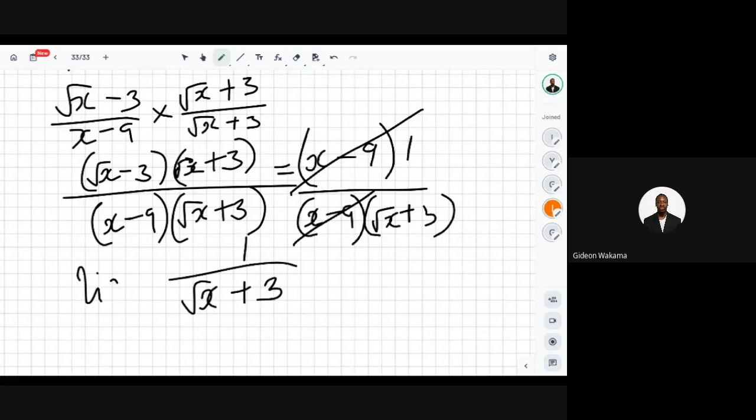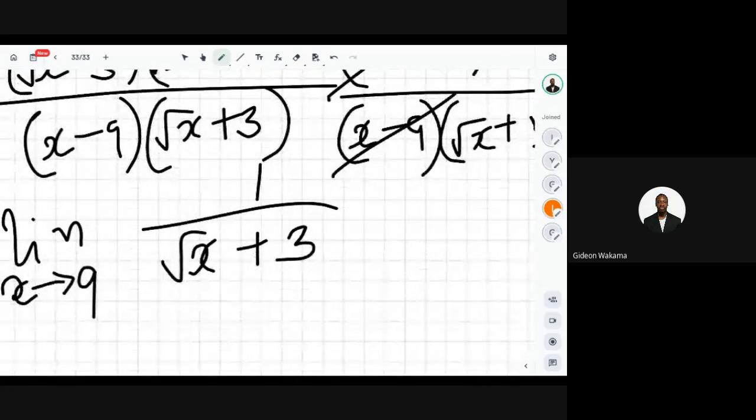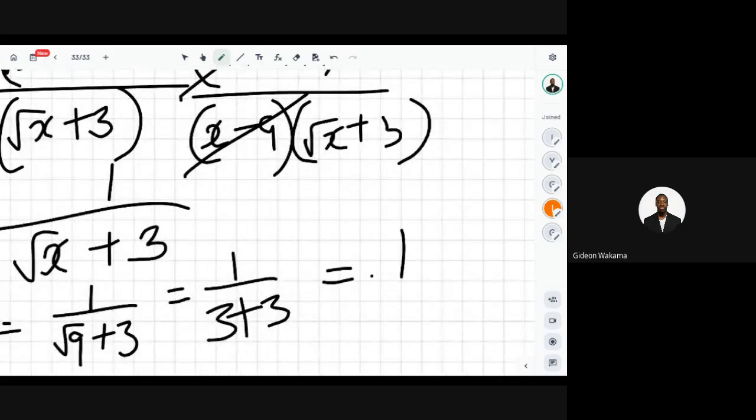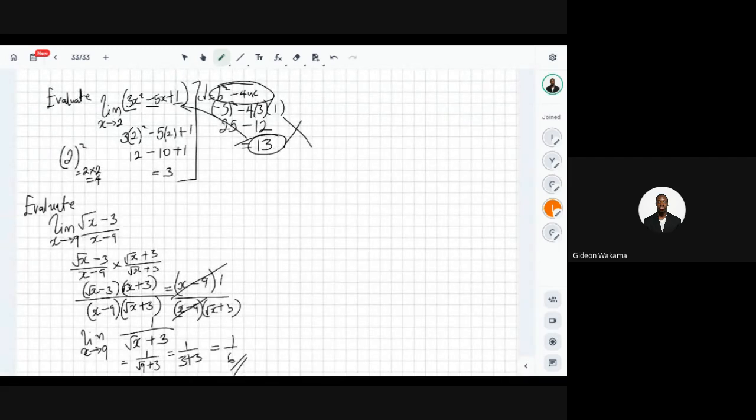Remember the limit. We have the limit as x approaches what? 9, right? As x approaches 9, this becomes 1 over root 9 plus 3, and that is 1 over 3 plus 3, and the answer is 1 over 6. Okay, do we understand that? Question? Rationalize by conjugates. Question?